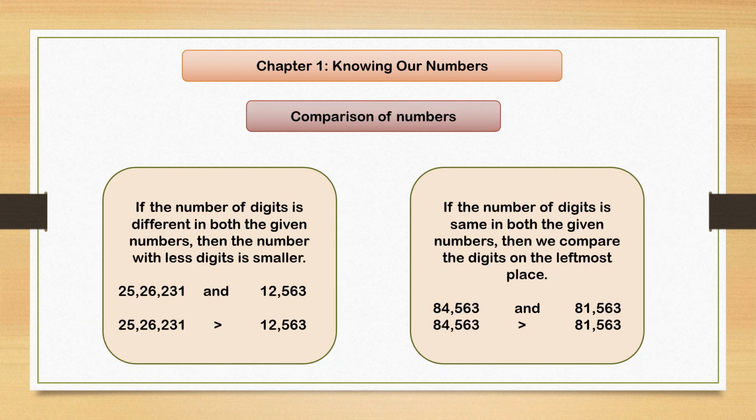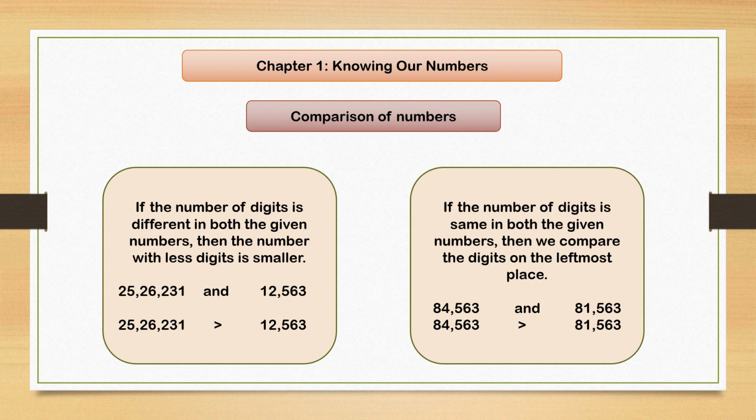Next, we have comparison of two numbers or more numbers. Now, when we compare the given numbers, we come across two situations. First, that the digits in both the numbers would be different. Second, the digits of both the numbers would be same. Now, in the first situation, we will compare which number has greater number of digits. So, whichever number has greater number of digits, that will be greater.